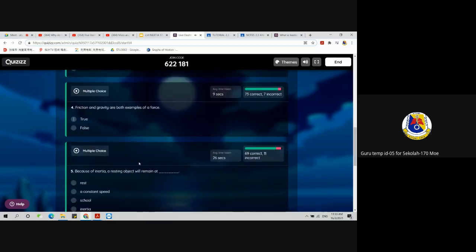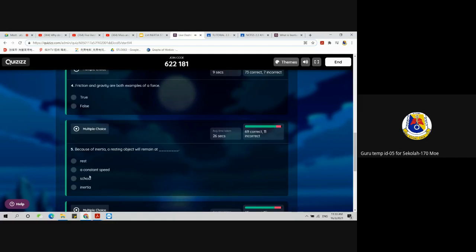So for the fifth question, number 5. Because of the inertia, a resting object will remain at rest, constant speed, school, or inertia. So actually, which is correct? A. Because of inertia, an object will remain at rest.